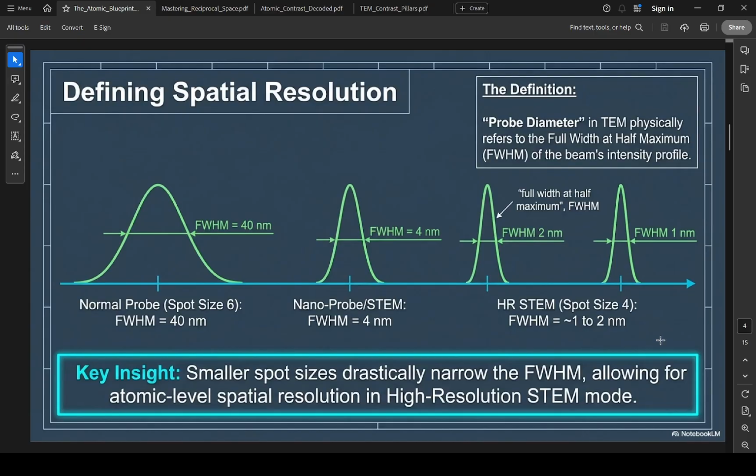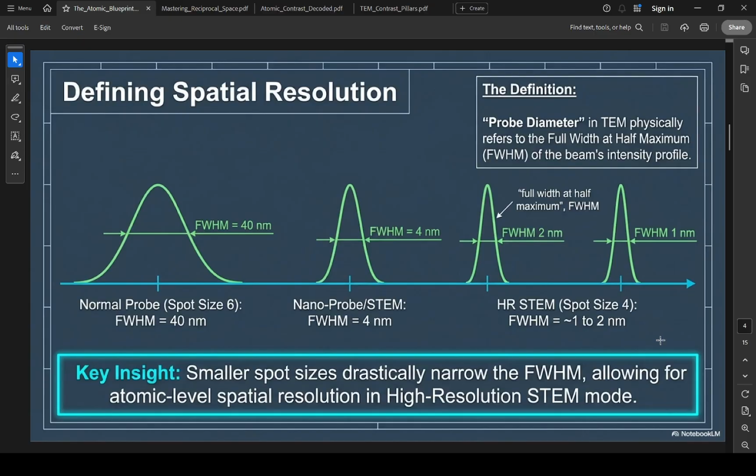But first, let's talk about how we define the probe diameter. The probe diameter in TEM physically refers to the full width at half maximum of the beam's intensity profile. So you take the intensity profile of the beam spot, you take the point where the beam is at half intensity, you take the full width, and you call that your beam's probe diameter.